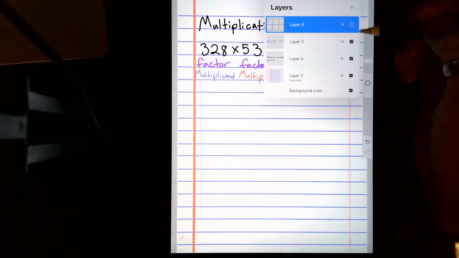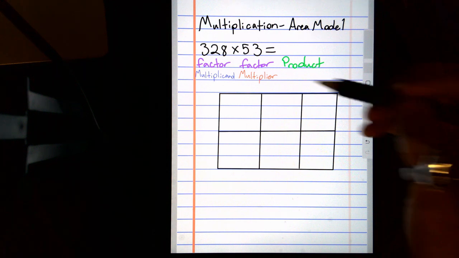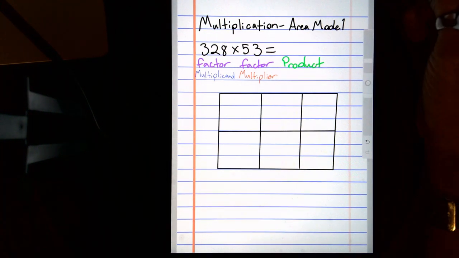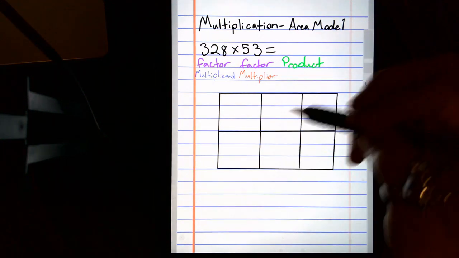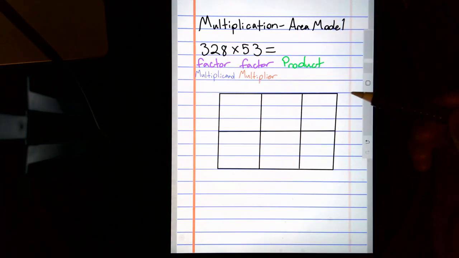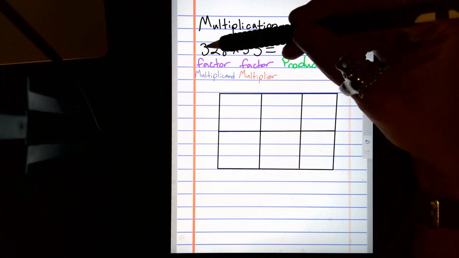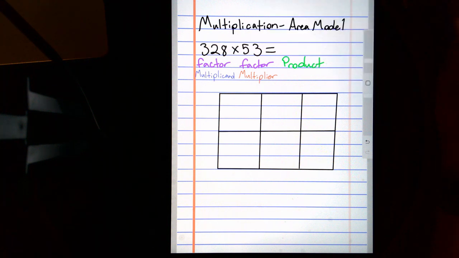So, this is our setup for our area model. This is our area box, and we're going to fill it up using our two factors here.